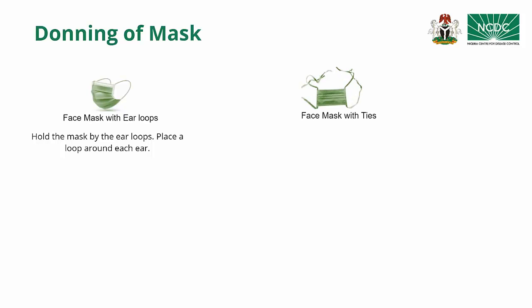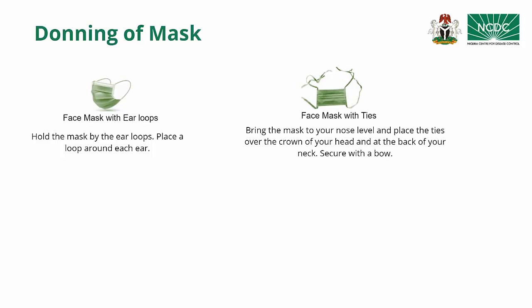There are different types of masks with their specific methods of donning. To don a face mask with ear loops, hold the mask by the ear loops and place a loop around each ear. To don a face mask with ties, bring the mask to your nose level and place the ties over the crown of your head and at the back of your neck. Then secure with a bow.